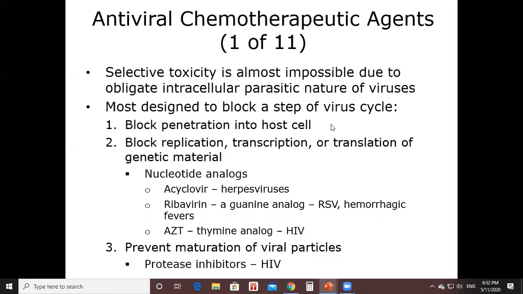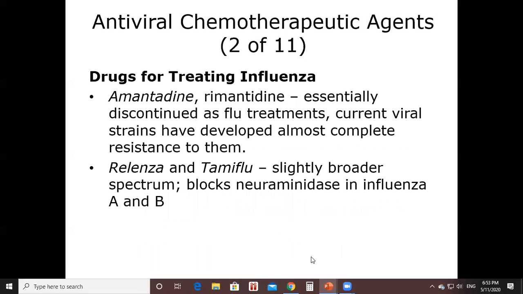So this is what we focus on for antivirals. We try to block penetration into the host cell. Then we try to block replication, transcription, or translation of the genetic material, and these are some of the antivirals we have currently that do that. And then we try to prevent maturation of viral particles. We have protease inhibitors in HIV, and that's another way we try to fight them.